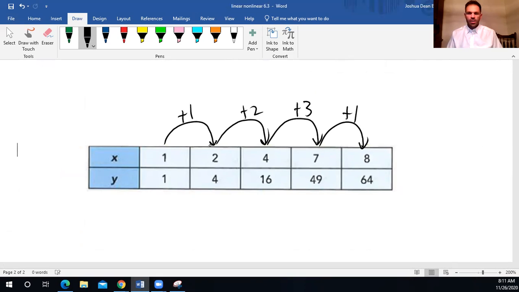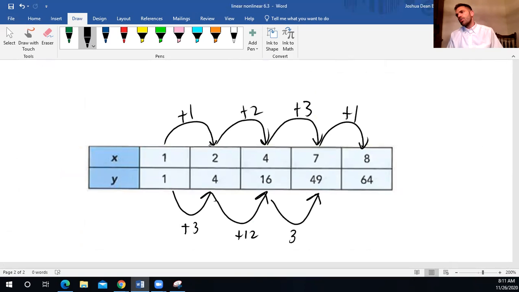Now, before we jump to any conclusions, we've got to check each y value. From 1 to 4, it's plus 3. From 4 to 16, it's plus 12. From 16 to 49 is plus 33. And from 64 to 49, that's 15.